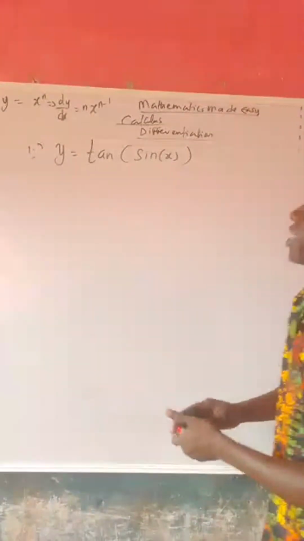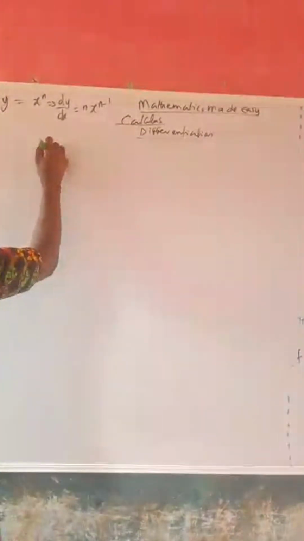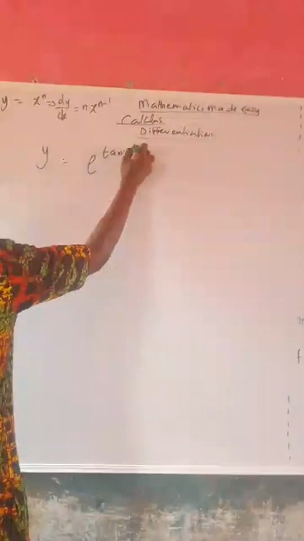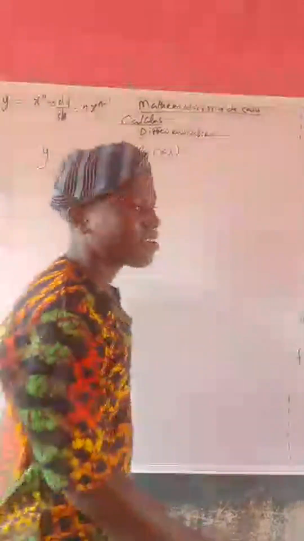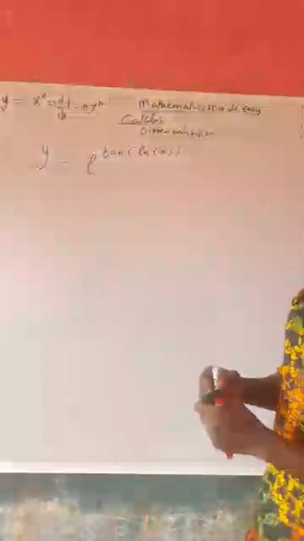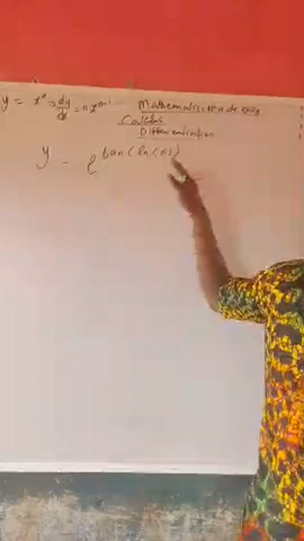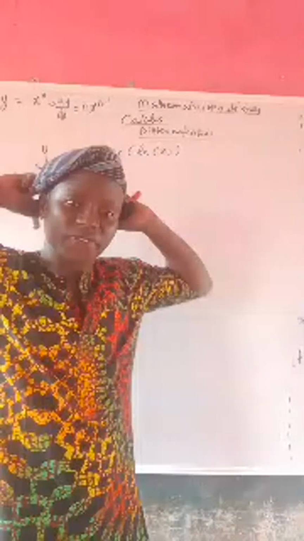Now let's do another example. We have y equals e to the power of tan natural log of x. Look at this function. How do you differentiate that? It's not something that is hard. It is very straightforward and easy.